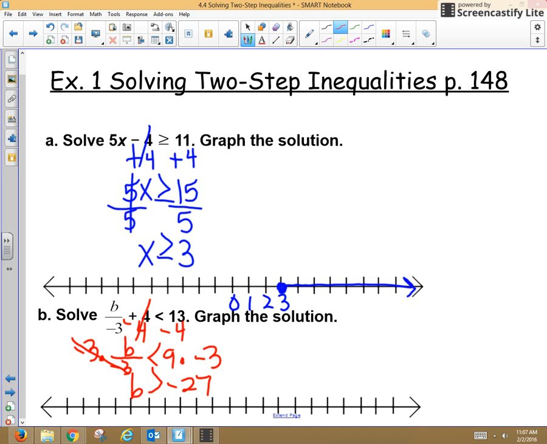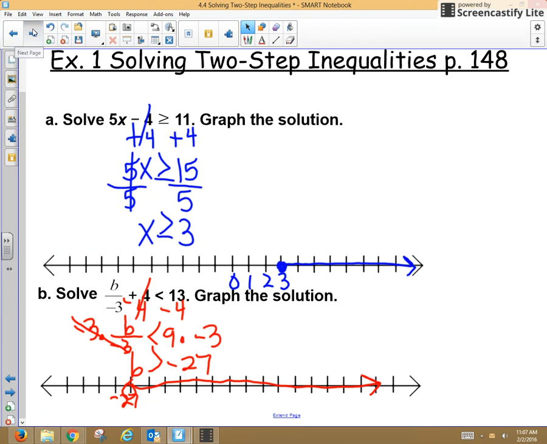So on my graph, I'm going to say negative 27 is here. B must be greater, but not equal to it. So I'm going to use an open circle and shade it to the right on my number line. Okay, make sure you shade on the line, not above, not below.